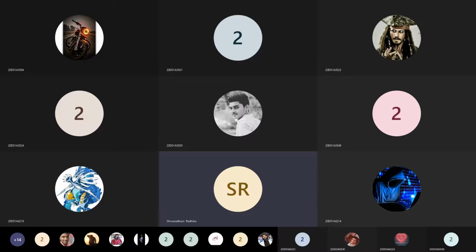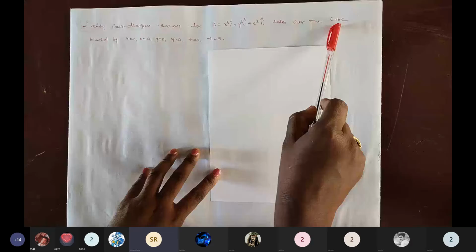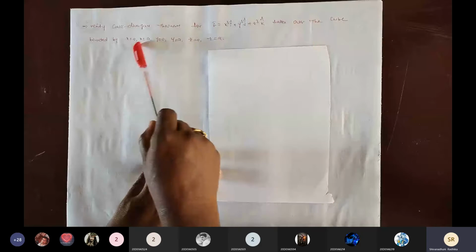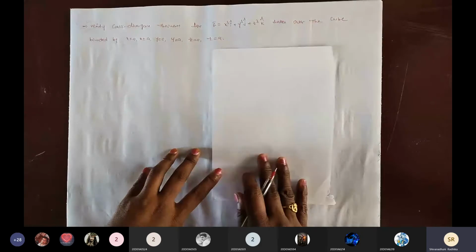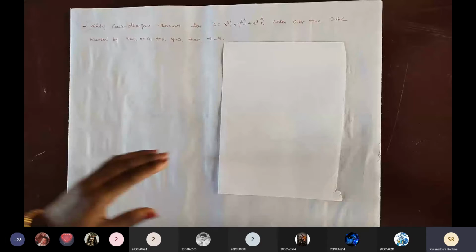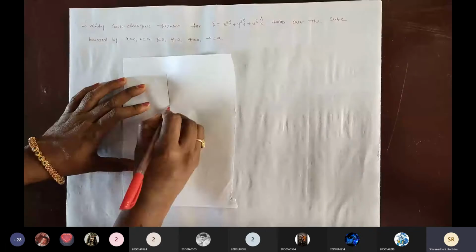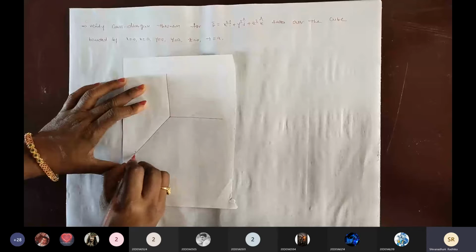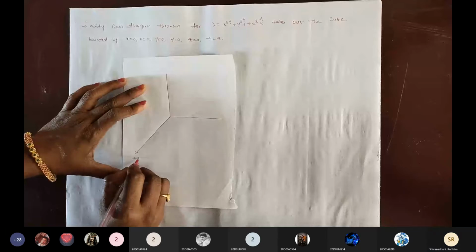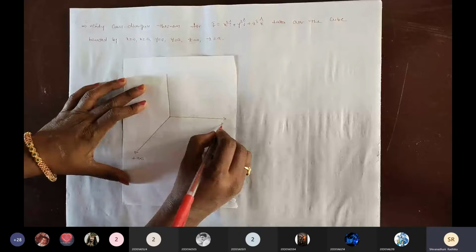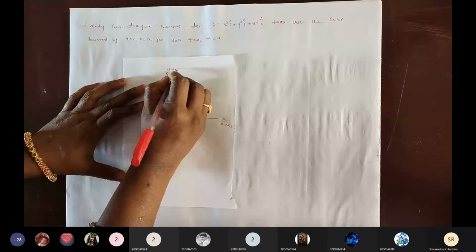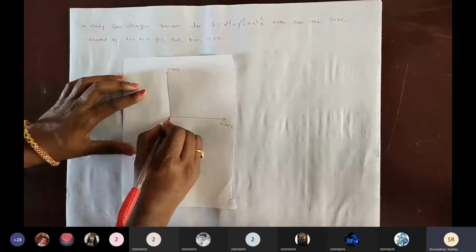Verification problem. Also the same, we have the Gauss divergence theorem on the cube bounded by these points. Now first of all we have to draw the cube. See here, that cube is first of all y-axis, x-axis, z-axis. Here x-axis and y-axis. Okay, x equals 0.